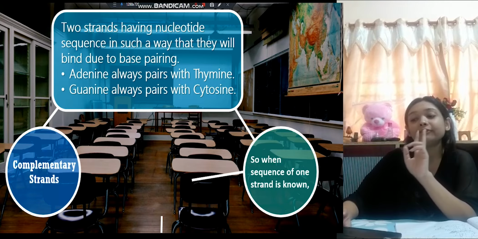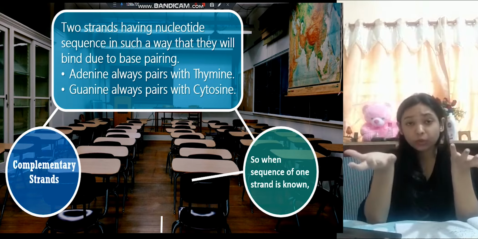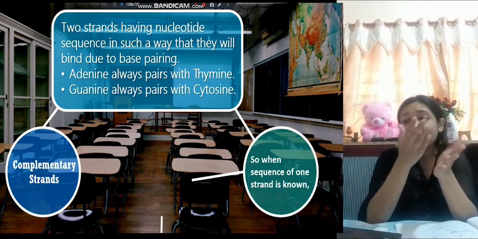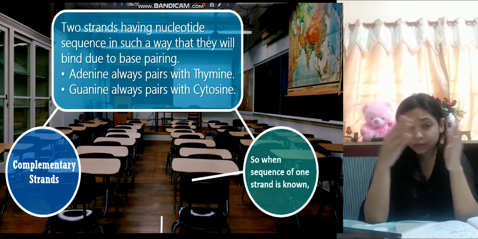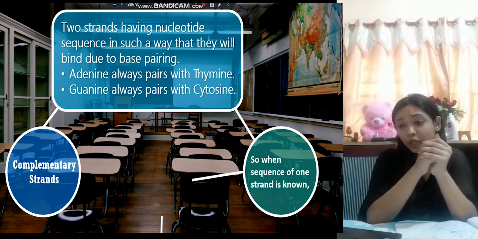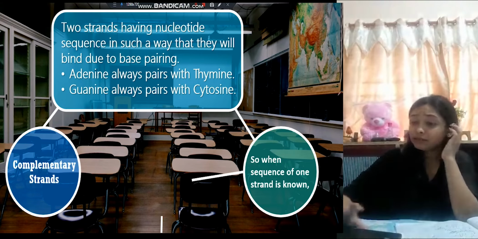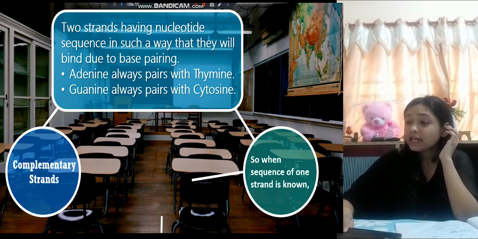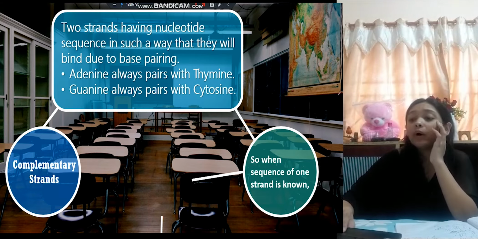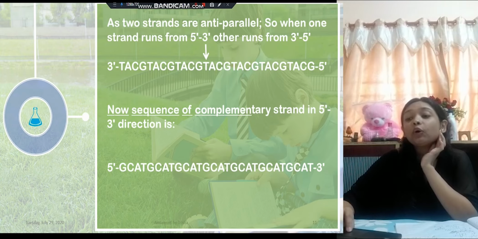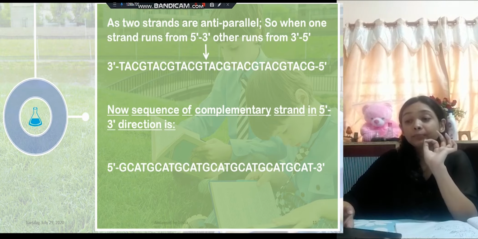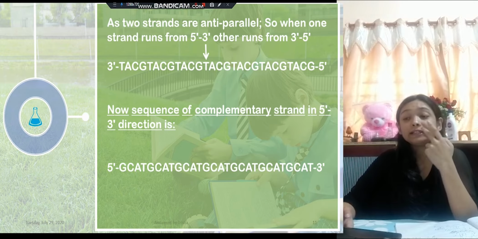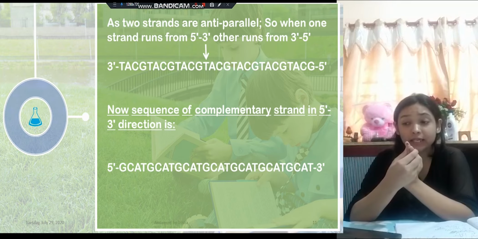So when the sequence of 5' to 3' is known, we know that the two strands have nucleotide sequences in such a way that they will form base pairing, because the two strands are complementary strands. So adenine can pair up with thymine and guanine can pair up with cytosine. So when one strand says that the first nitrogenous base is adenine, definitely on the complementary strand the base must be thymine, only then can they form a pair.